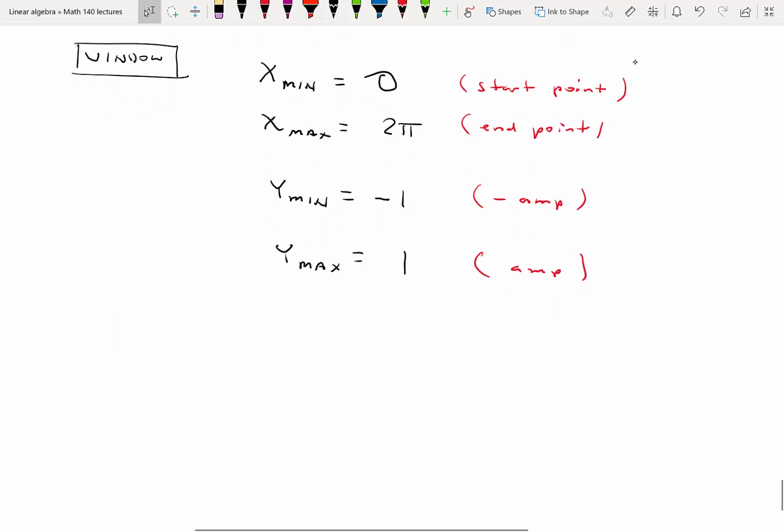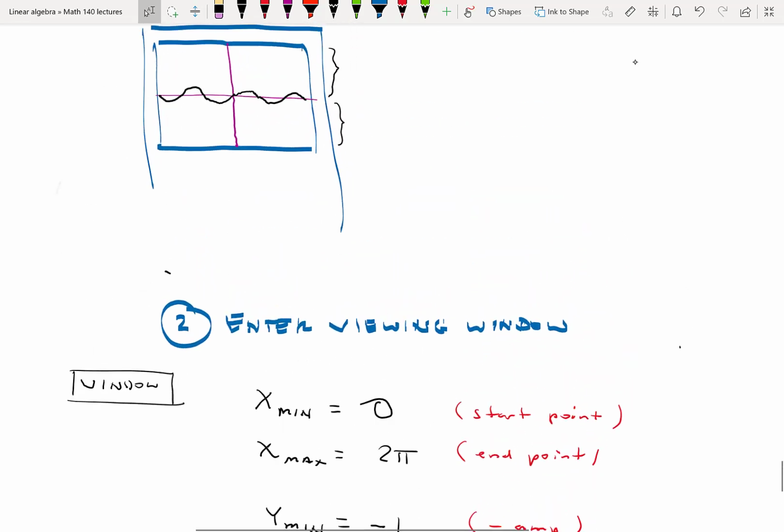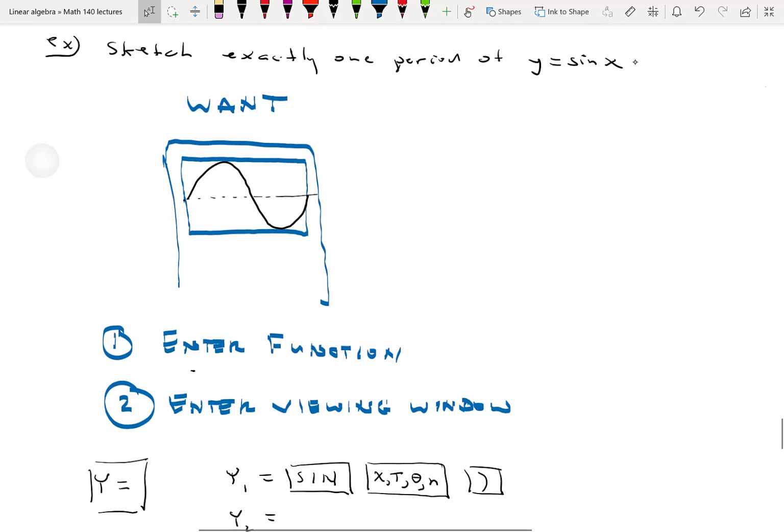Now if you change those numbers and then push graph, not second graph, sorry, just graph. If you push second graph, you'll get table. If you change those numbers in the window to 0 to 2 pi along the x-axis and -1 to 1 along the y-axis, and you push graph, you will see exactly what we wanted to see right here.